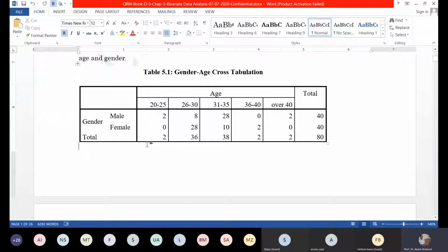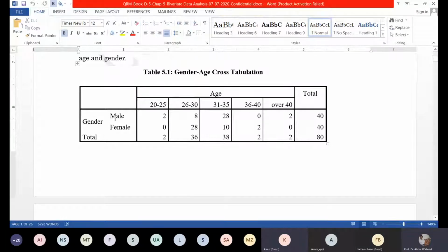So this means, in the age group 31 to 35, how many females are there? Can anyone answer? 10, sir. Yes, there are 10 females. Then how many males are there in the age group 26 to 30? 8. Yes.